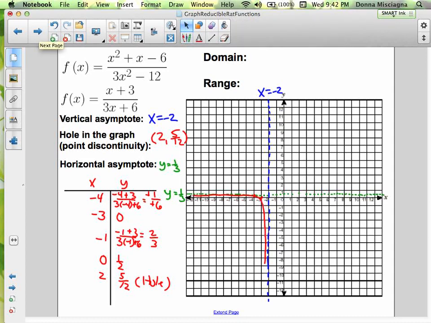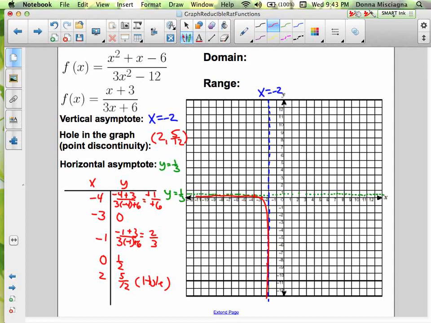It's just going to be really close. And of course, it gets closer and closer as x gets closer and closer. As x gets closer and closer to that vertical asymptote, it gets more and more negative. So now let's graph our last 2 points.